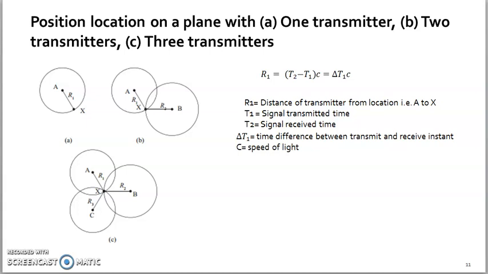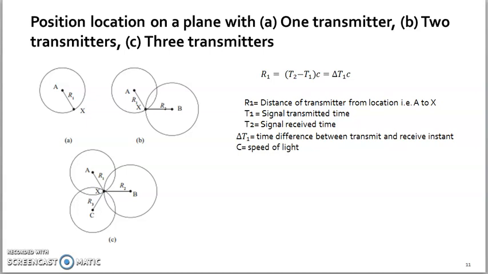Because here we have considered the plane. If you consider the earth, then we need to use a coordinate system to identify the position on the earth. Now suppose we consider only a plane here, and we have a transmitter A and receiver location X there. So now the distance between that transmitter and receiver is R1 here.